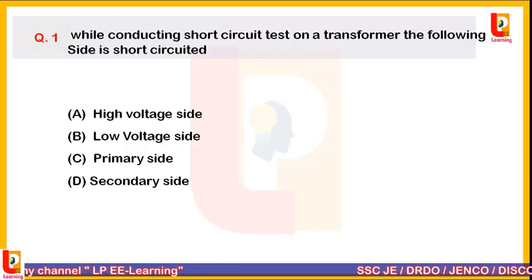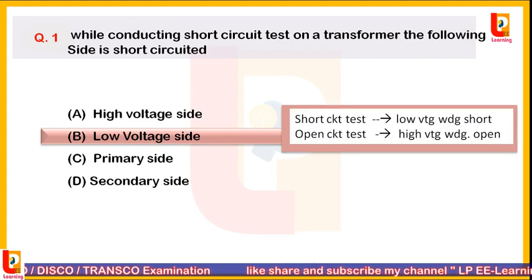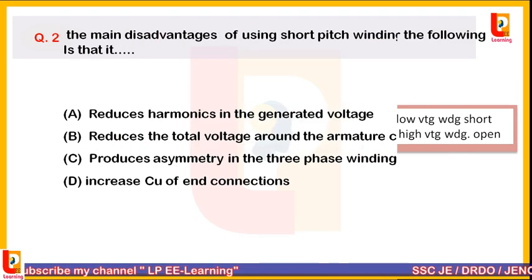Question 1. While conducting the short circuit test on the transformer, the following side is short circuited. Option A, high voltage side; B, low voltage side; C, primary side; D, secondary side. So the correct answer is option B, low voltage side. During the short circuit test of the transformer, the low voltage side is short circuited, and during the open circuit test, the high voltage side is open circuited.